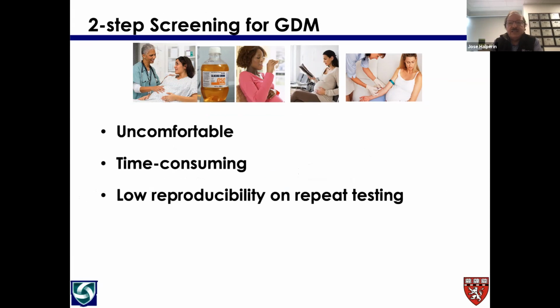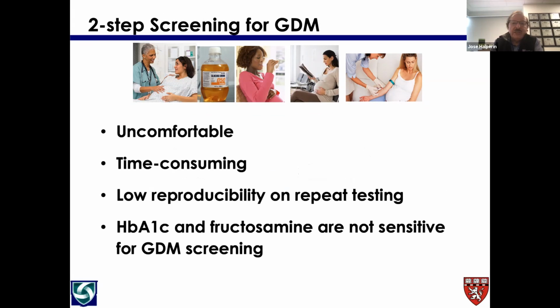Needless to say, this test is uncomfortable, time-consuming, and of low reproducibility. But importantly, both biomarkers currently used for diabetes control management, hemoglobin A1C and fructosamine, have no sensitivity whatsoever for GDM screening, and they're just not measured.